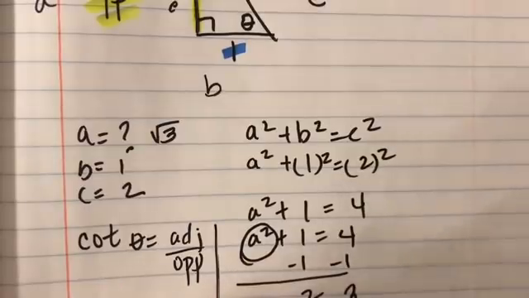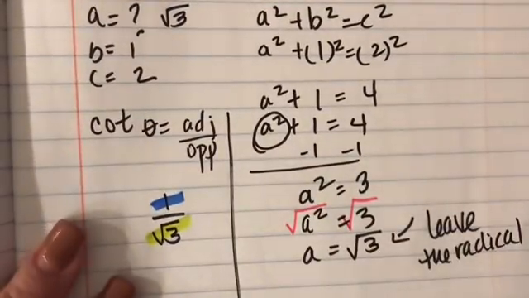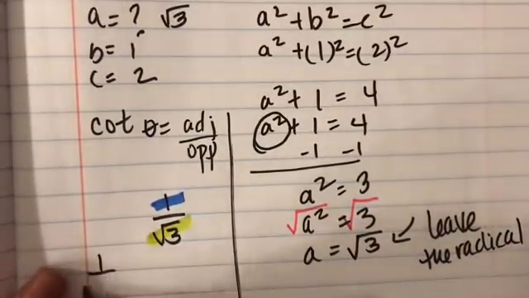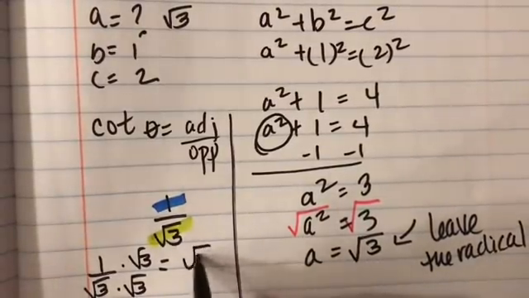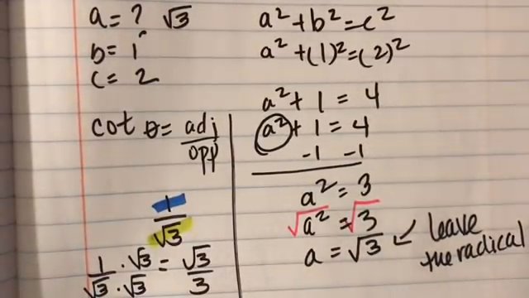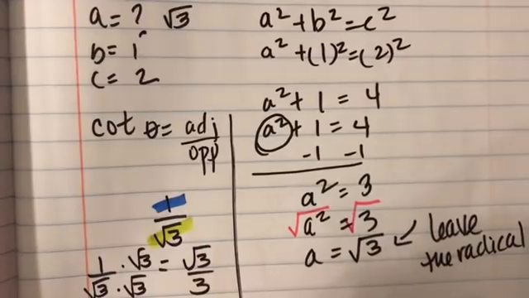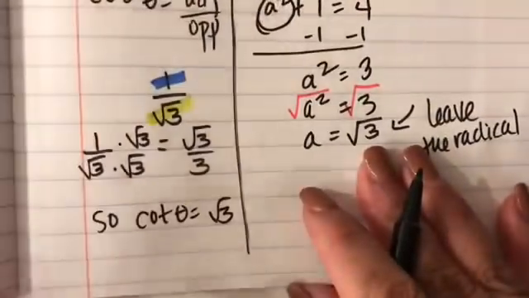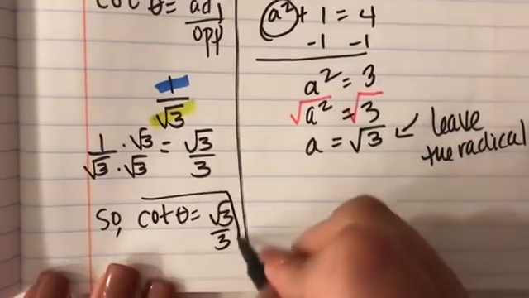I cannot have the square root of 3 like that. So you're going to say 1 over the square root of 3 times the square root of 3 over the square root of 3, which equals square root of 3 over 3. And so cotangent of theta equals square root of 3 over 3. This is my solution.